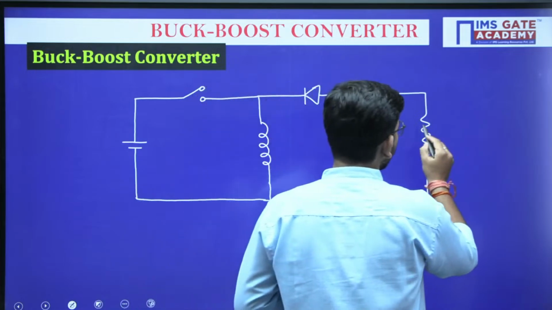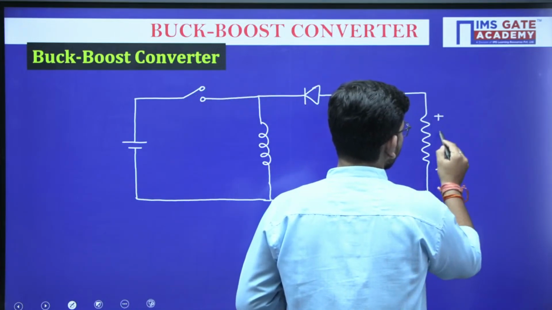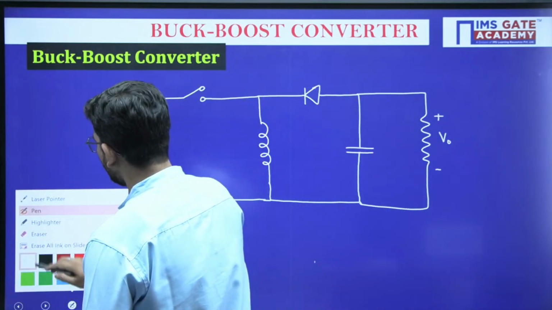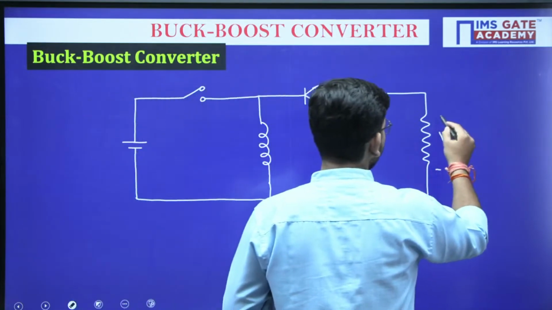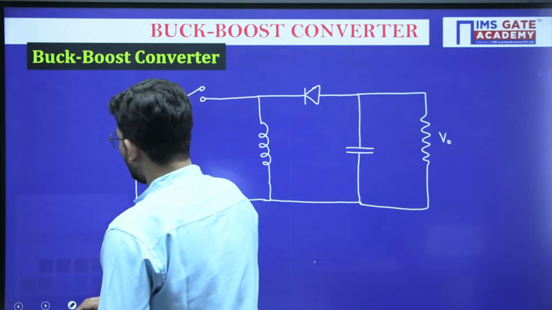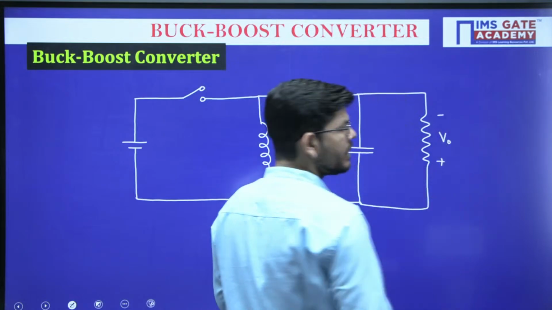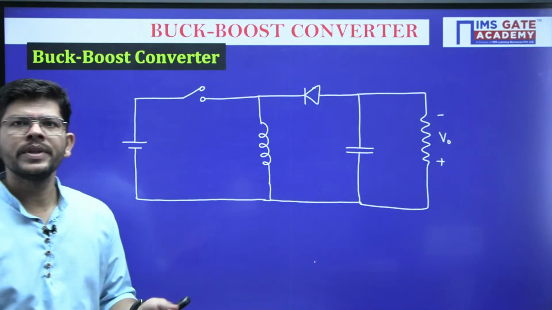So here we want to have the variable DC V0, and the polarity of the voltage for this converter will be like this. Lower I am taking as positive and upper as negative. We can take both as well.